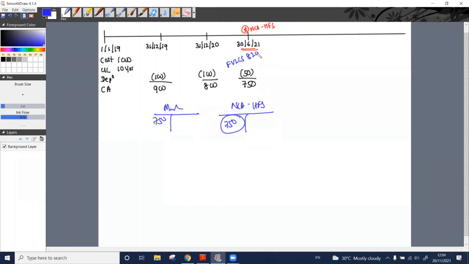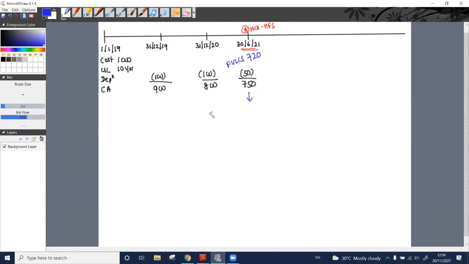But what if this value, fair value less cost to sell, is 720? What do we need to do? Then there is a difference. Right? What is the difference? 30. That 30 we need to charge into PNL.